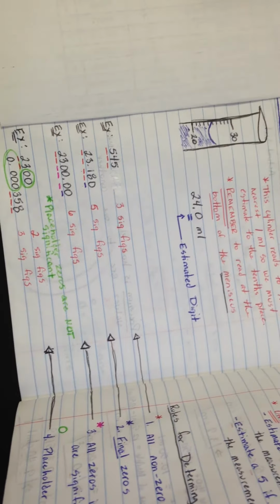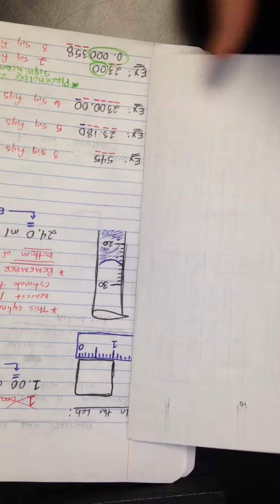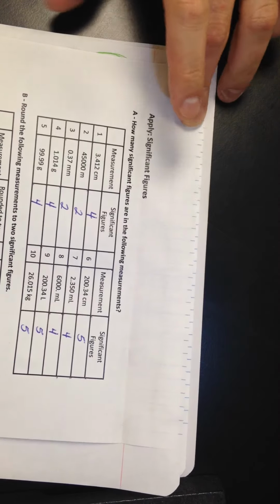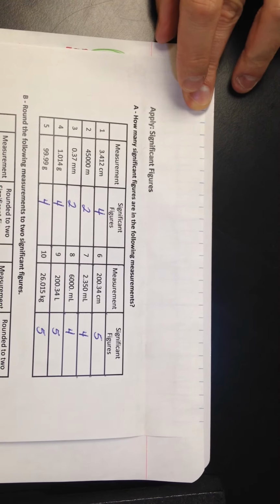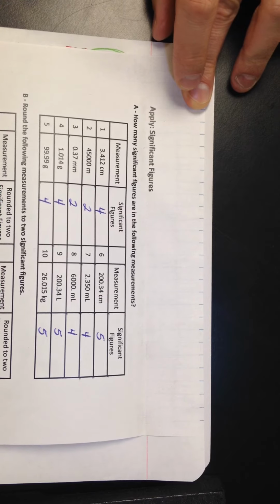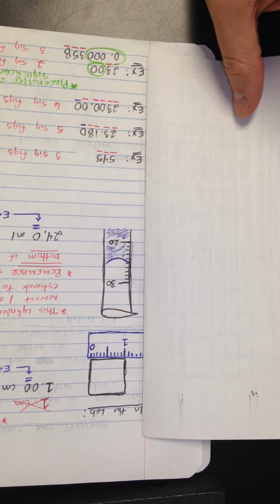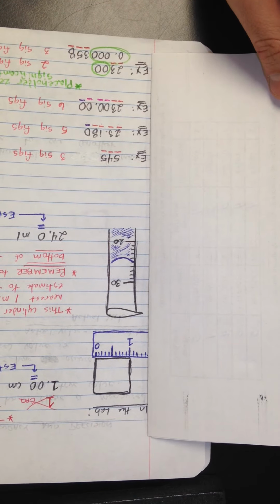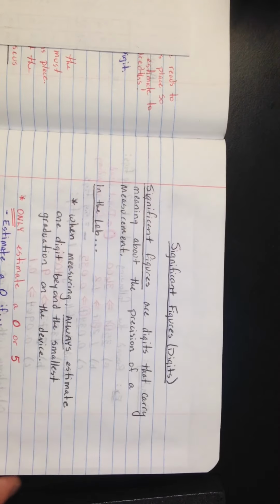The last thing that you need to do to complete this section of your interactive notebook is glue in the Apply Significant Figures homework that you did for this section. So glue that into the left side margin so that you can still read all of your examples, and you'll be done with the Significant Figures and Digits page.